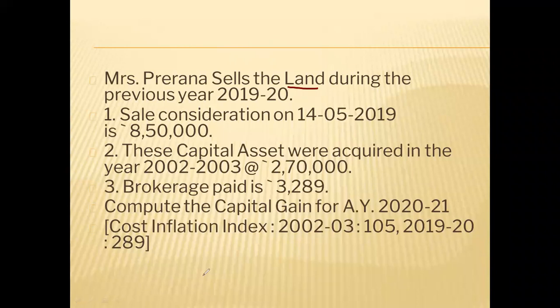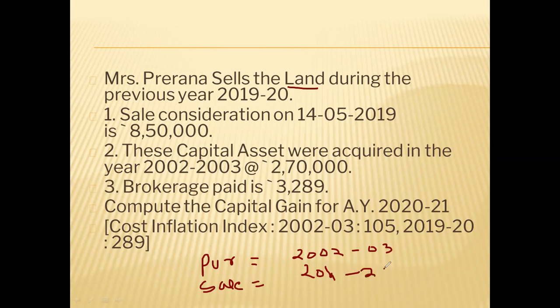See, the date of purchase, or you take the year of purchase. Year of purchase is 2002-3, and year of sale is 2019-20. So obviously this will be long term only. Between 2002-3 and 2019-20 there is a difference of 17 years, which is obviously more than 24 months.